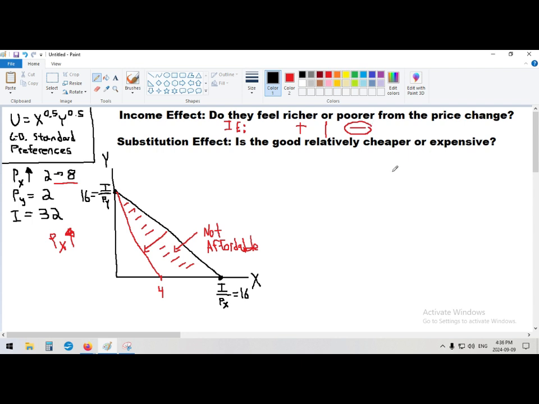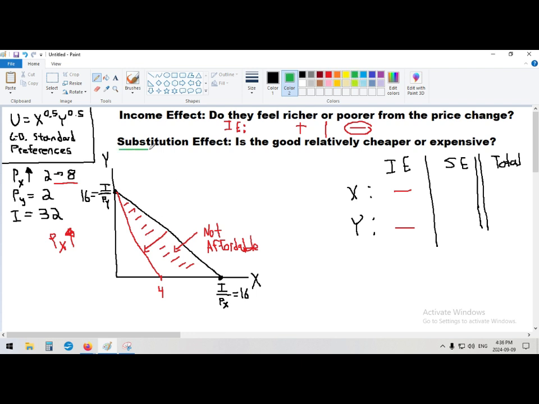So let's draw this out here. We have the income effect, substitution effect, and then we'll have total effect. And then we figure it out for each good. So we have X, Y. For the income effect, they lost all these bundles, so it's negative for both goods.